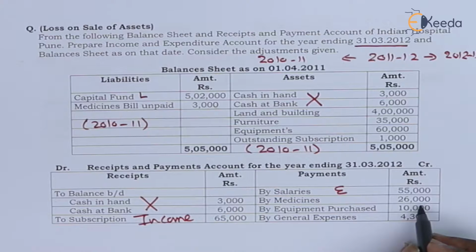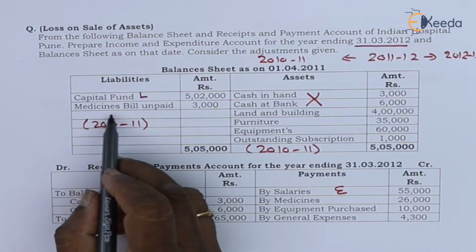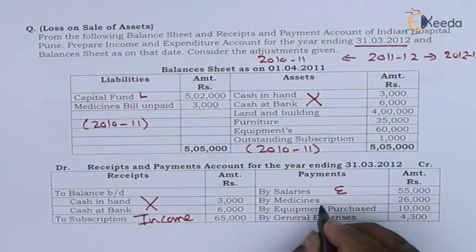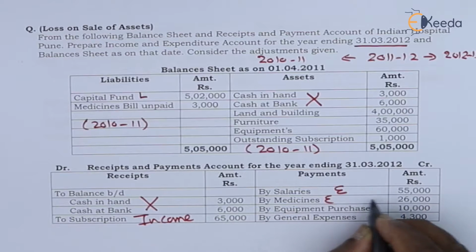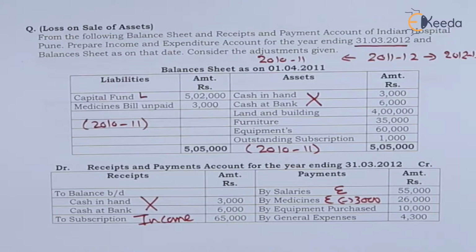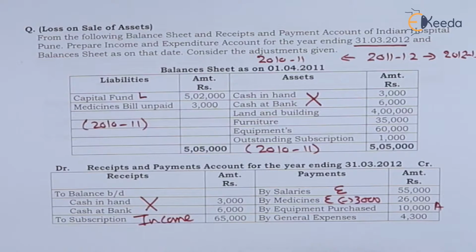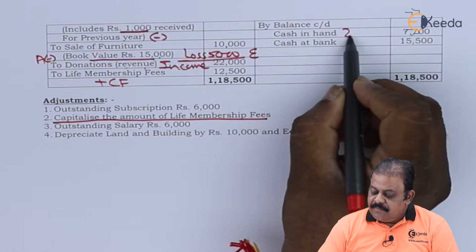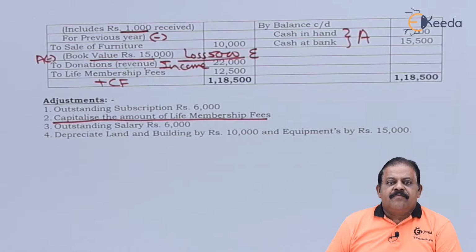Salaries will be recorded as expenditure. Purchase of medicine 26,000, payments are made. Here medicine bill unpaid is given, so we will have to adjust this 3,000 on expenditure side. We assume that previous year bill is paid first. Equipment purchase is capital expenditure, it will be recorded on asset side. General expenses are expenditure. Closing balance of cash and bank will be recorded as asset.